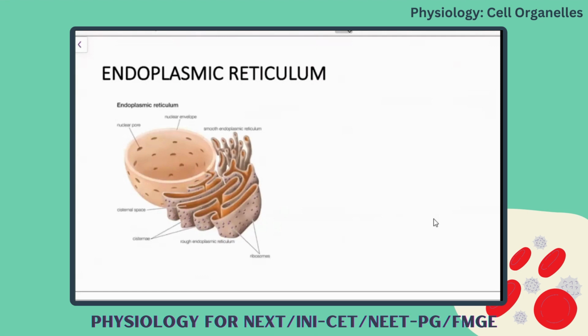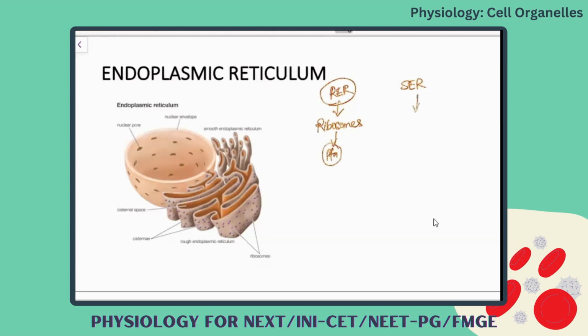In the endoplasmic reticulum, we have two types: rough endoplasmic reticulum and smooth endoplasmic reticulum. What is the major role of the rough endoplasmic reticulum? Ribosomes are present on the surface of the endoplasmic reticulum, giving it the rough surface. Hence the name rough endoplasmic reticulum, which has a major role in the production of proteins.